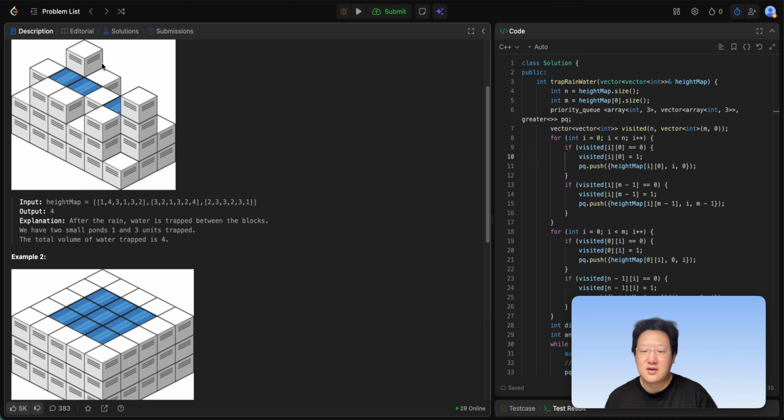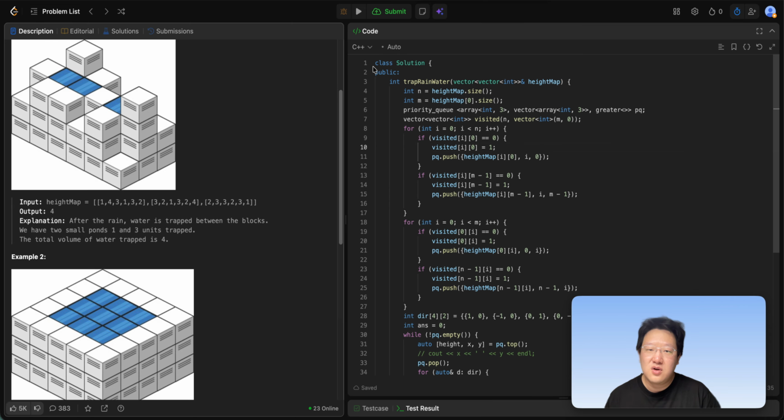The final time complexity is big O of n times m times log of n times m, because the priority queue push or pop operations each take big O of log n.